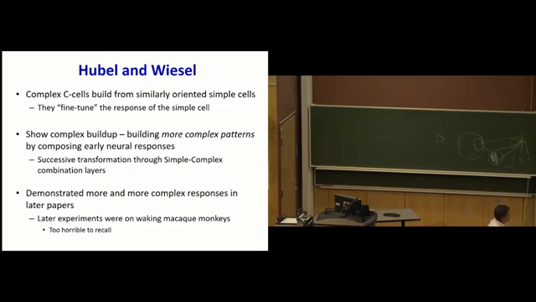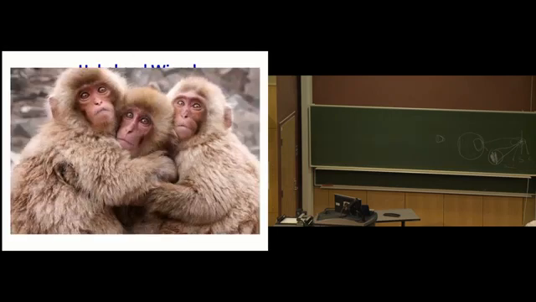And so as you went on, you actually found that more complex patterns were composed by composing early neural responses. So you could actually build up a cat, the image of a cat, through these little linearly oriented responses of the earliest layer of cells. They did a whole bunch of experiments, and each of them slightly more cruel than the other. So towards the end, they were working on live monkeys, which is not a nice thing to be doing.